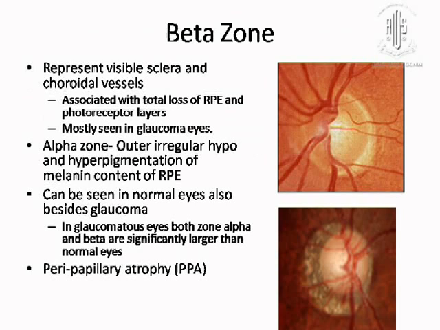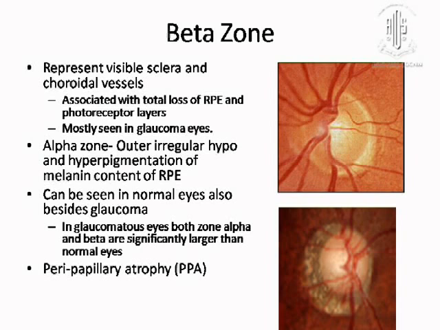Moving on to the beta zone, you can see it first and then I'll tell you. This is the disc margin, and this white one is the beta zone, and this one is the alpha zone. So let's look at the beta zone, which I've mentioned here represents a visible sclera. You can see the white sclera here, and the underlying choroidal blood vessel vasculature can be seen.